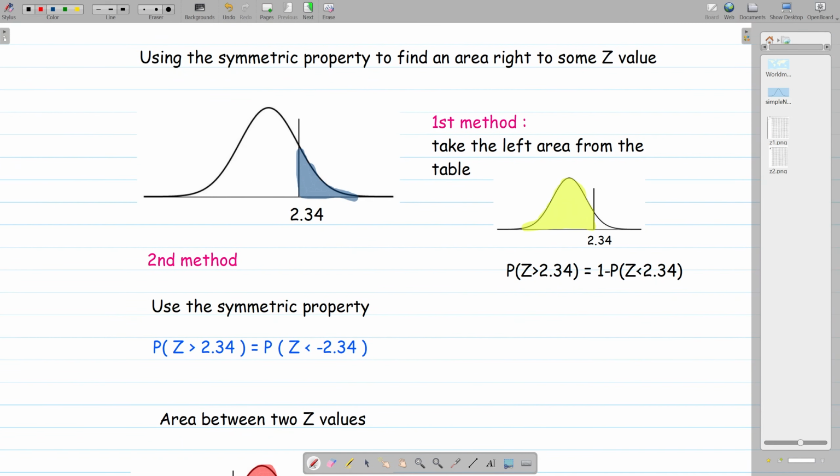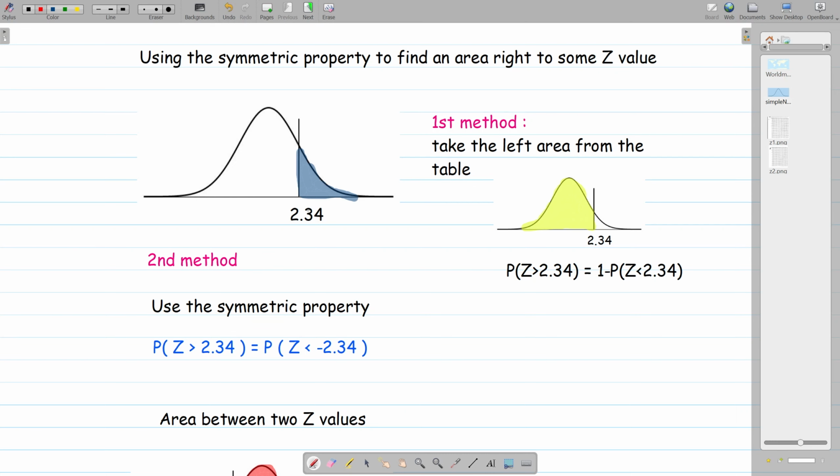Up to now, we found only left side values, but sometimes we need to find the right area. However, you know that we cannot take any right side value from the table directly because the table only supports left side areas for a particular z value. In order to find the right side area for a particular z value, we can use two methods. The first method is taking the particular left area using the table.